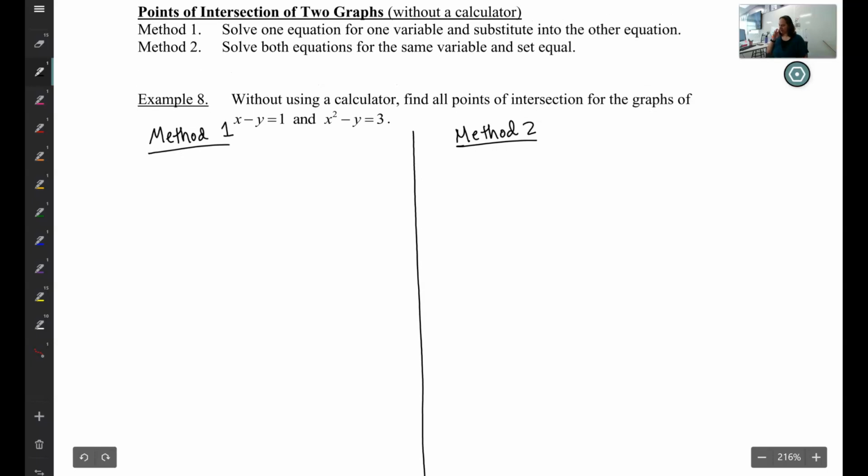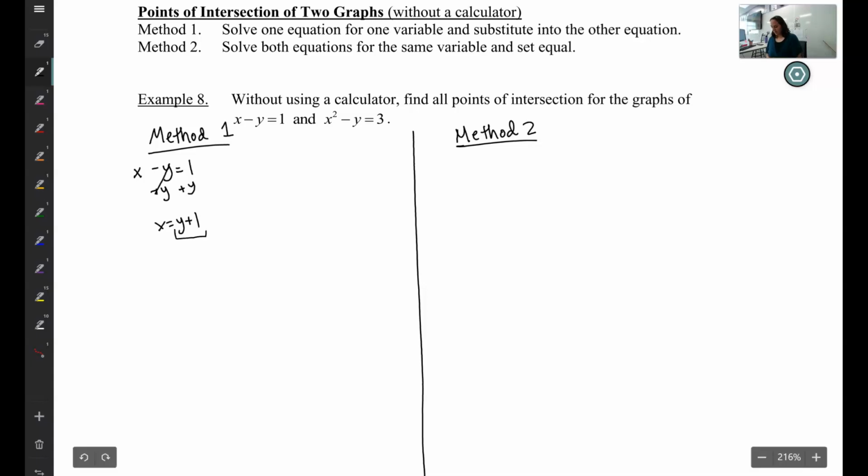So, method 1. Solve one equation for one variable and then substitute into the other equation. So I'm going to take this first equation and I'm going to solve for either x or y. Doesn't really matter. I think I'm going to solve for x. So now I have x equals y plus 1.